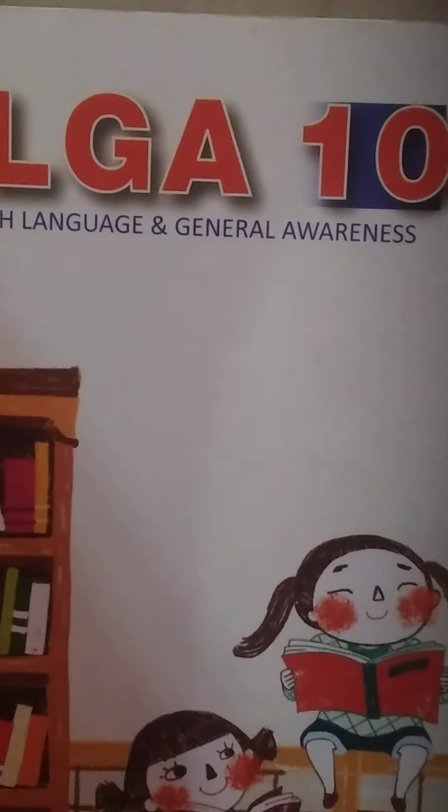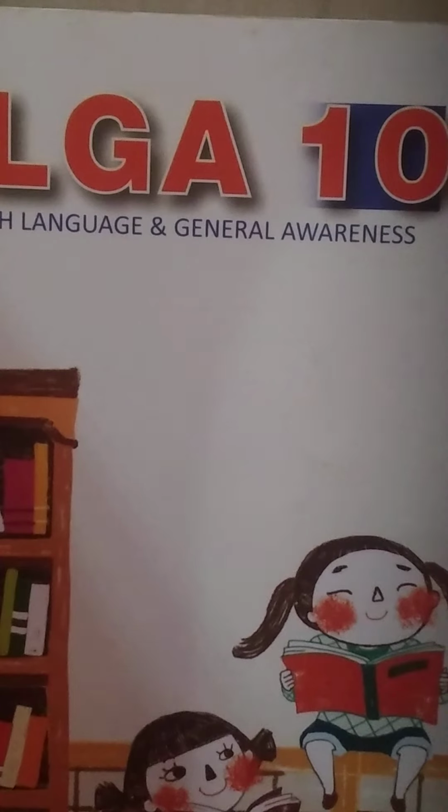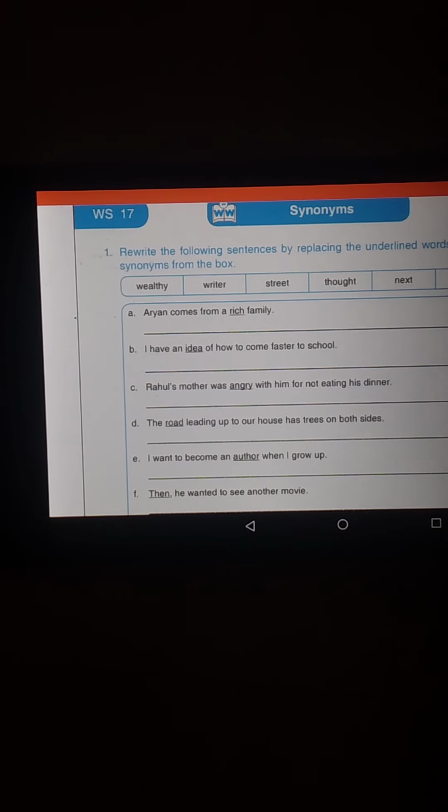So I'll have you open worksheet number 17 and look at question number 1 to practice whole words. Children, this is worksheet number 17. You want to find out the synonym words, children. Read out the given words, okay, and go through the given answers also. Find out the meaning of the underlined word and choose the correct synonym for that word. Start to do it, children.